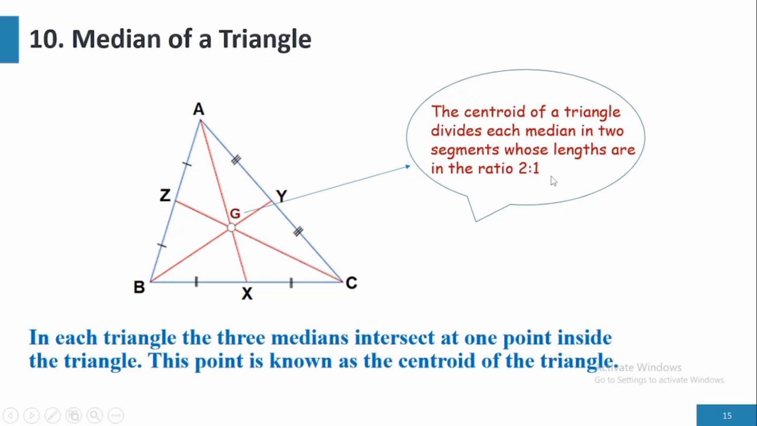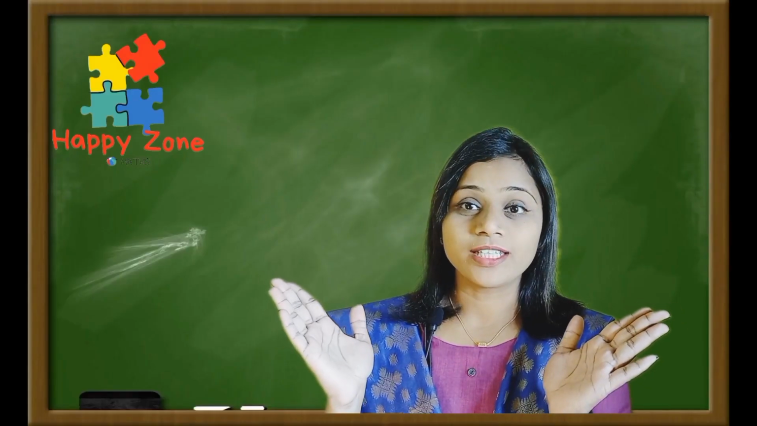So for example, if you consider this median AX, what this statement is saying, this median AX is divided by this point G. Now which are the two parts because of this G? AG and XG. These are the two parts of median AX. Now it is dividing in the ratio of 2:1. That means what? If the length of GX is let's say a, then the length of AG will be 2a. 1:2 or 2:1.